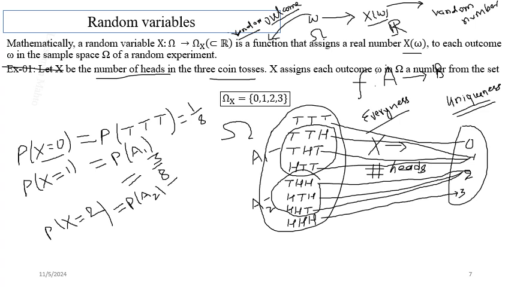You might have already seen the situation of random number. Why am I calling the element in the range of X a random number? Because these are associated with probability. These are not certain things. What is the probability of X equal to 3? Easily you can compute. Probability of X equal to 3, that means you have to look back at the pre-image of 3. What is that?